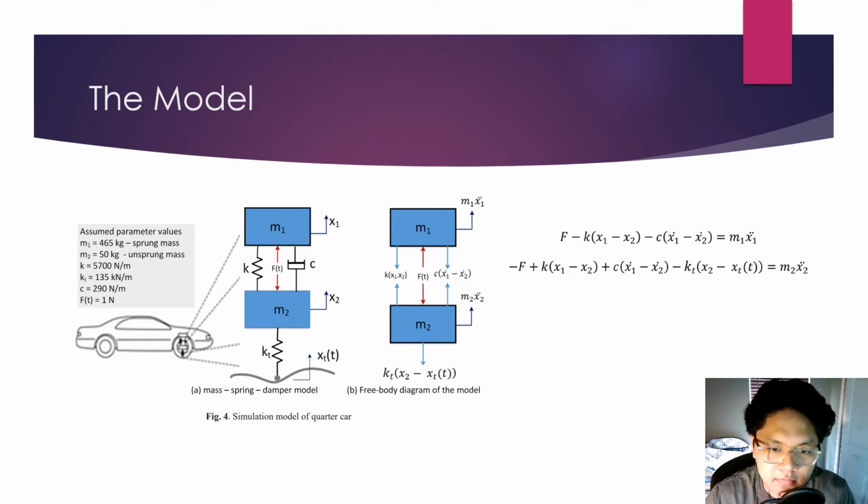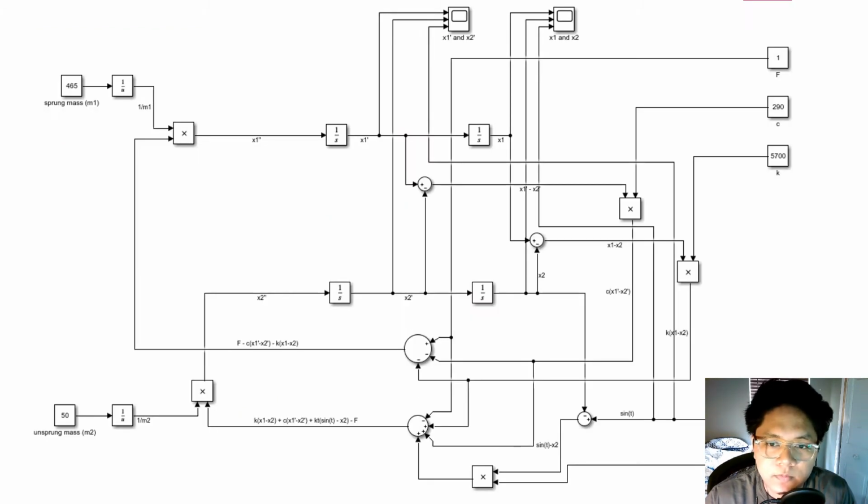And we also have the KT as the stiffness of the tire, and this is the function for the road. So we were able to come up with these two equations using Newton's second law. This is for the first mass, and this is for the second one. So using that, we are able to create this block diagram.